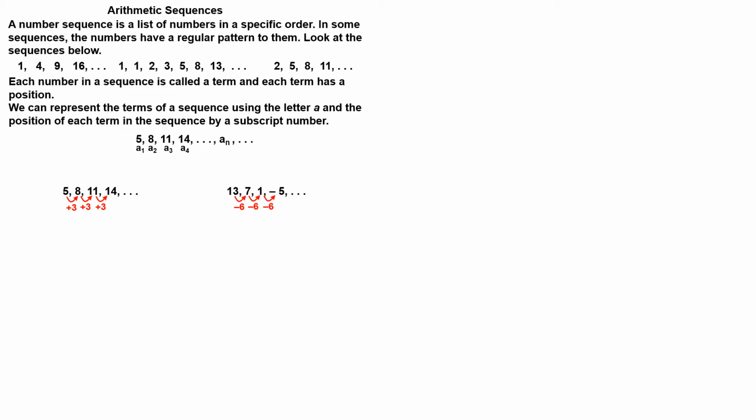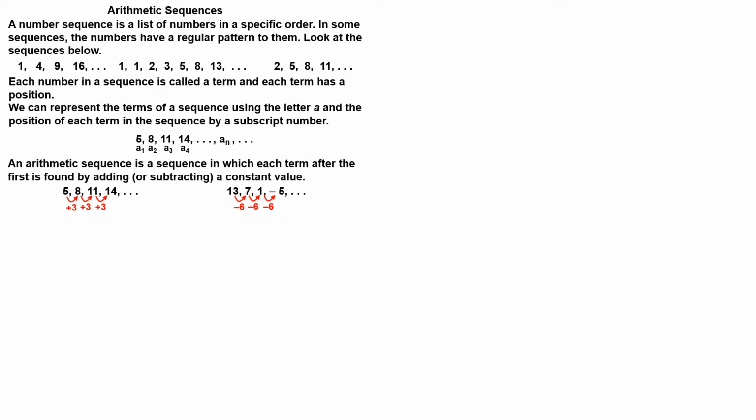The patterns involve adding or subtracting a number to each term to get the next term. Sequences with such patterns are called arithmetic sequences. An arithmetic sequence is a sequence in which each term after the first is found by adding or subtracting a constant value.